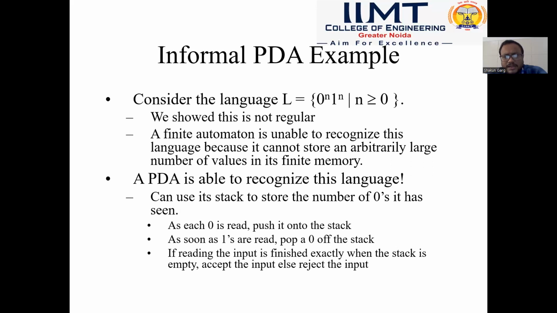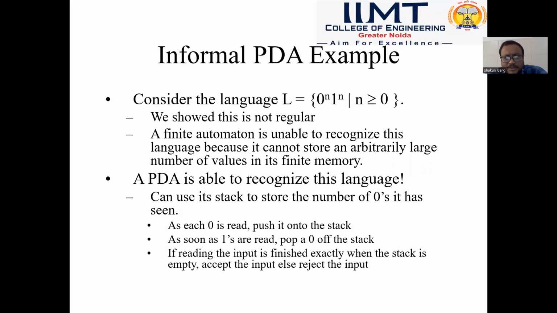Now, a finite automata is unable to recognize this language because it cannot store an arbitrarily large number of values in its finite memory. This problem can be solved with the help of a PDA. A PDA is able to recognize this language; it can use its stack to store the number of zeros it has seen. As each zero is read, push it onto the stack. As soon as 1s are read, pop zeros off the stack. If reading the input is finished exactly when the stack is empty, accept the input, else reject it.